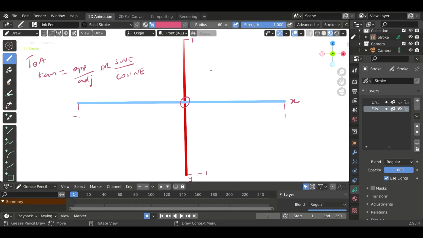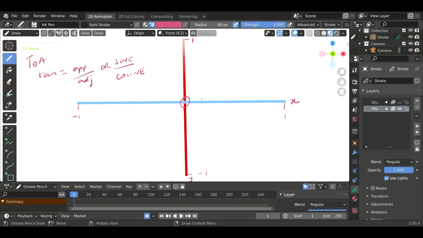So let's talk a bit about tangents. When referring to tangent, I said something earlier, sorry for the confusion. Tangent is sine over cosine, or opposite over adjacent. So when talking about tangent, your value of sine is divided by your value of cosine for that angle.